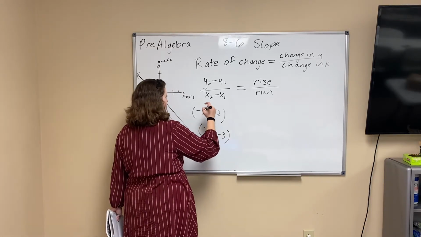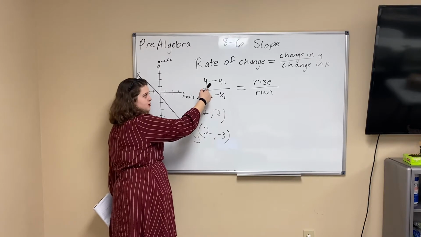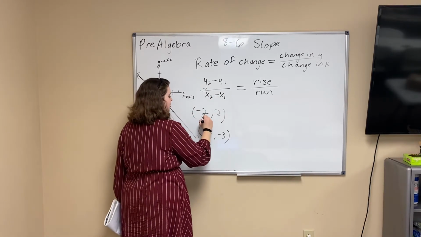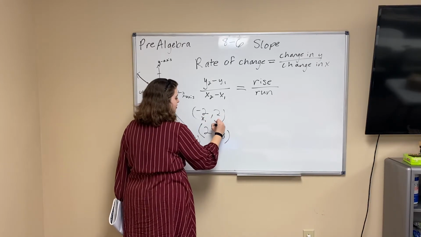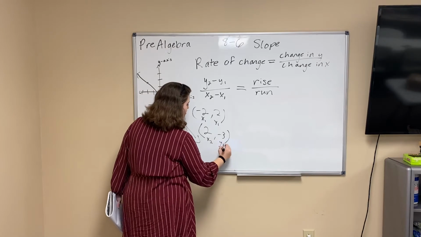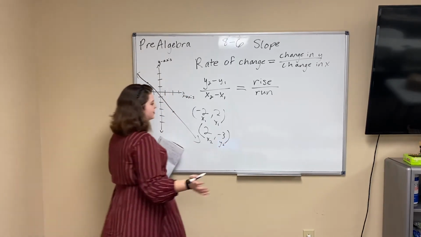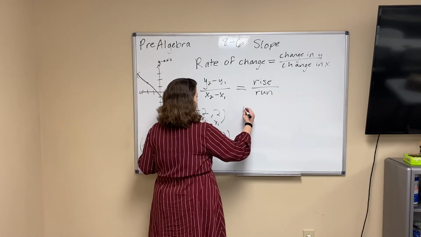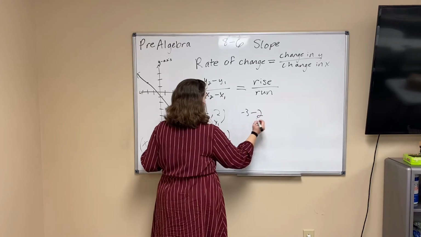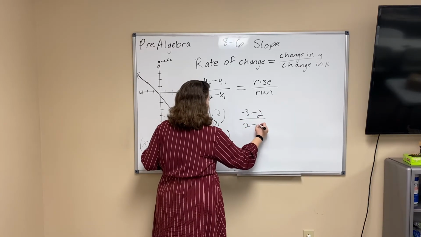Now if we're trying to find our rise over our run, we need to find our rate of change. So we need our y1 and y2 and our x1 and x2. We're going to label these x1, y1, x2, y2, and just plug it into our equation like we have been so far this whole time. So -3 minus 2 over 2 minus -2.